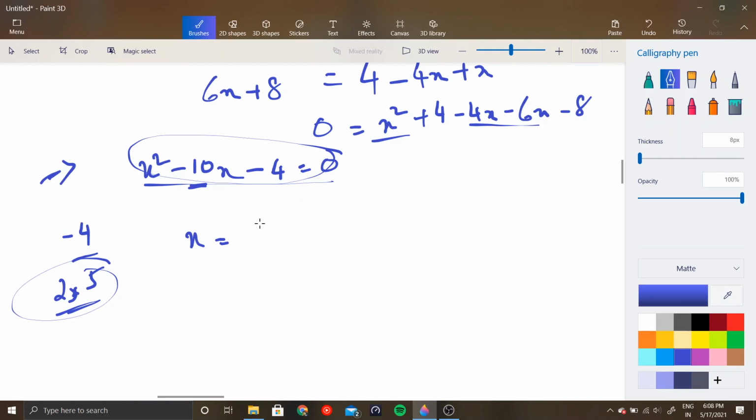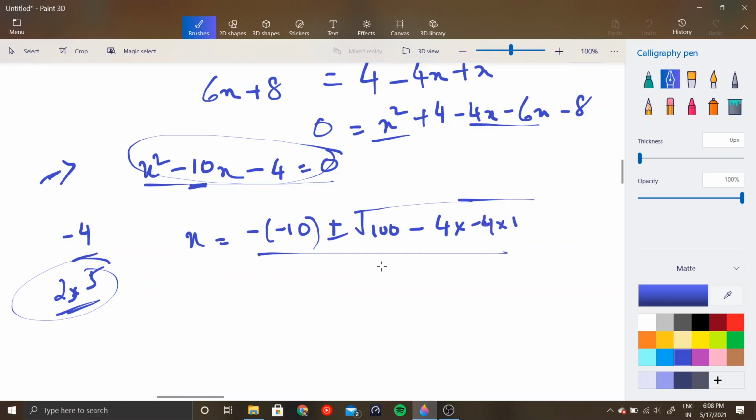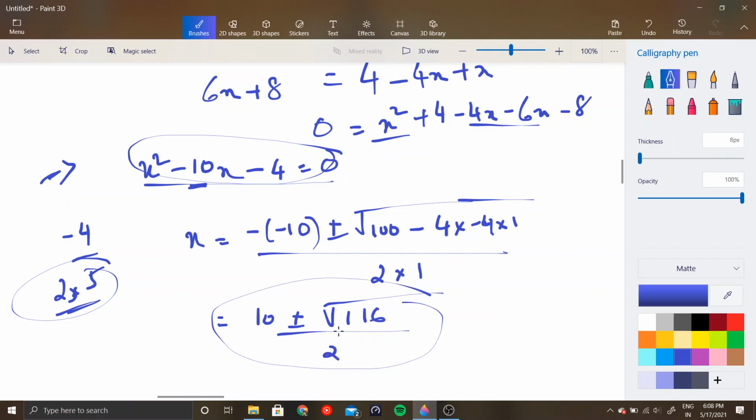So what is Sridharacharya? It says minus b plus minus root over b squared minus 4 into a into c, by 2a. Cool. So this is 10 plus minus root over 116 by 2. Okay. 116 has no perfect square root, so you can keep it in this form, right?